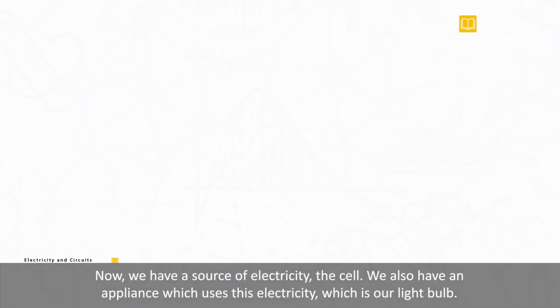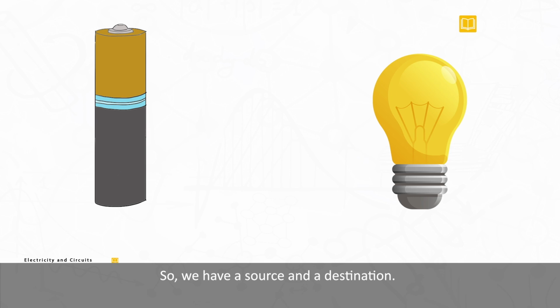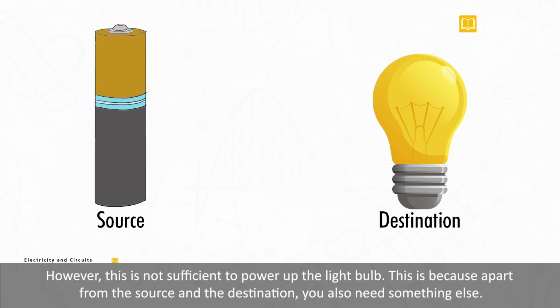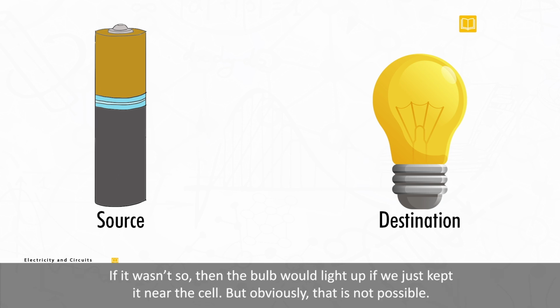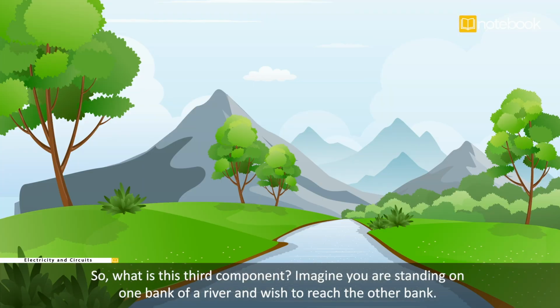Now, we have a source of electricity, the cell. We also have an appliance which uses this electricity, which is our light bulb. So, we have a source and a destination. However, this is not sufficient to power up the light bulb. This is because apart from the source and the destination, you also need something else. If it wasn't so, then the bulb would light up if we just kept it near the cell. But obviously, that is not possible. So, what is this third component?